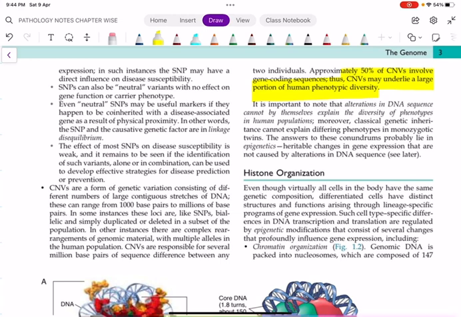I am physically different from your physical appearance, am I right? Both of our physical appearances are different. That physical appearance difference is because of this copy number variation. Just remember that point.